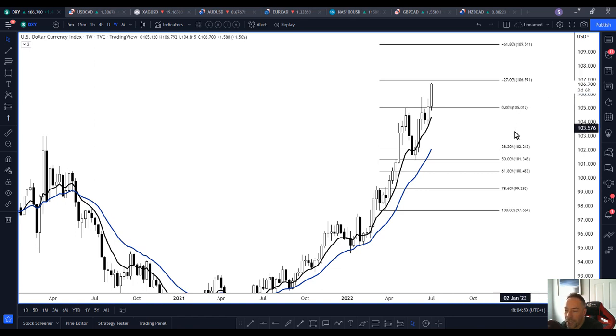106.991. We may as well call that 107 thereabouts. So something interesting could happen at 107. Who knows? We might see that correction take place. We'll have to wait and see. Obviously, the market does what it does. We can just try and anticipate.